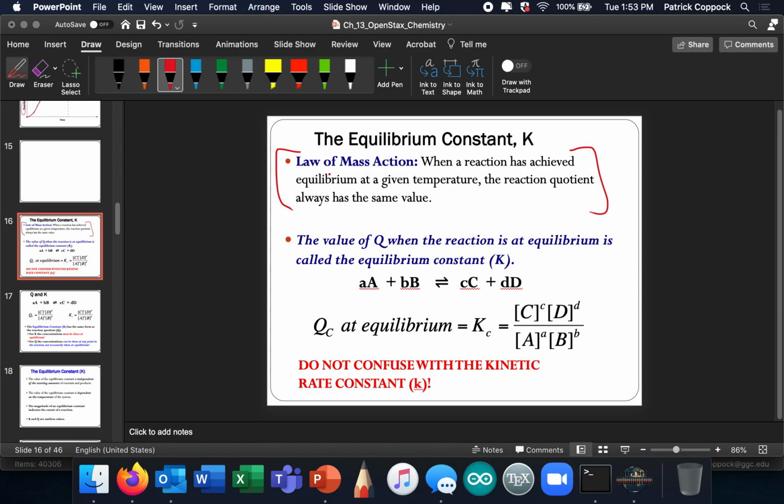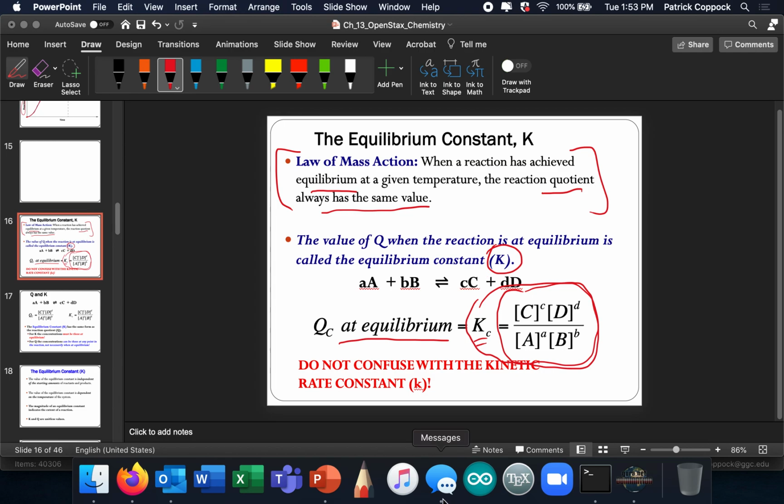I almost never use it, but it's important for you to hear it. The law of mass action goes as this: when a reaction has achieved equilibrium at a given temperature, the reaction quotient always has the same value. So the value of Q when the reaction is at equilibrium is called K. We said this in a previous conversation. So QC at any point in the reaction, but at equilibrium, it's K. So QC and K are the same at equilibrium.